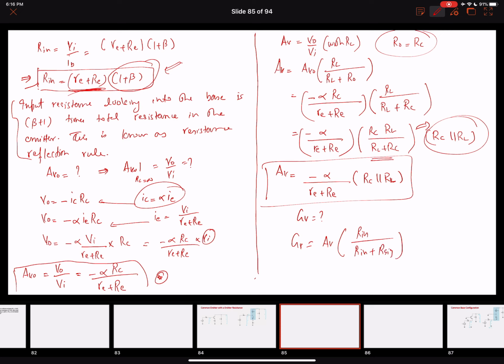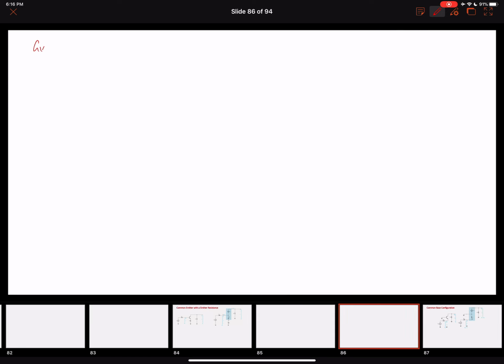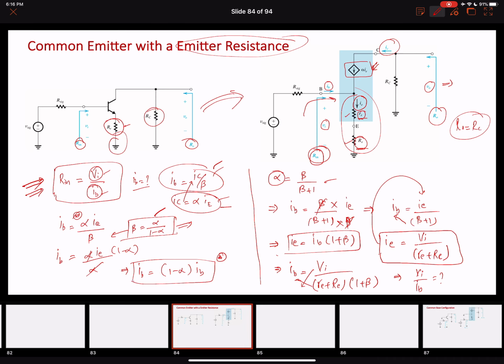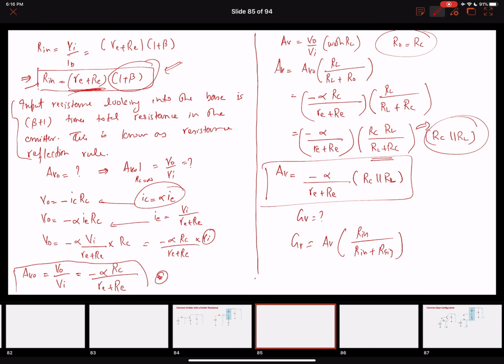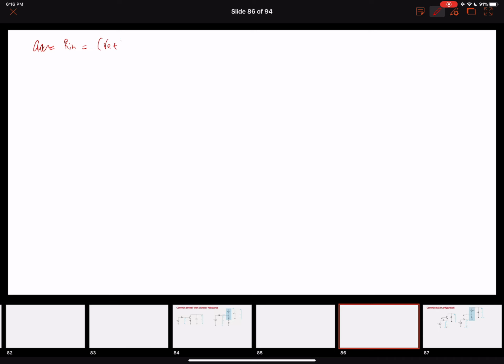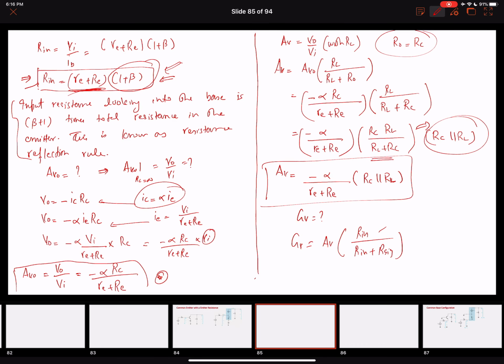Let's find out this value now, the overall voltage gain. First thing first, what is the value of the input resistance? This is the input resistance that we ended up finding: RE plus RE1 plus beta. So this was the input resistance that we need, and then we have a signal resistance and the value of the AV. All we need to do now is to replace this value of AV over here, replace the value of Rin, and then solve it.